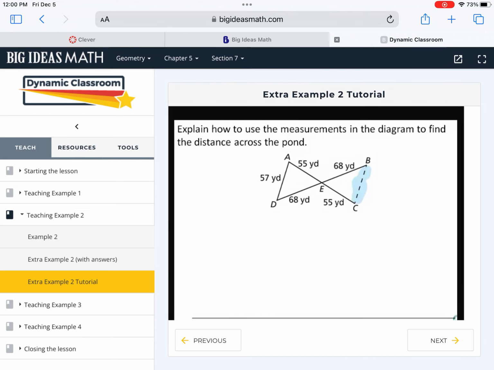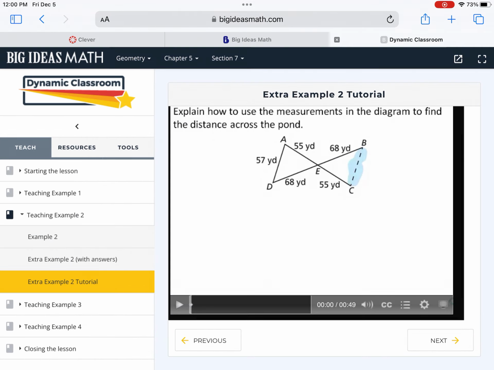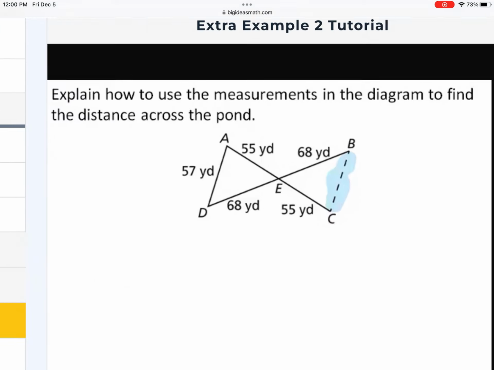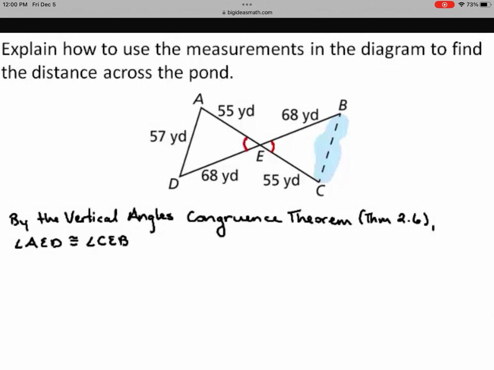Explain how to use the measurements in the diagram to find the distance across the pond. By the vertical angles congruence theorem, angle AED is congruent to angle CEB. Because looking at the diagram, these two angles are vertical angles because their sides form two pairs of opposite rays.